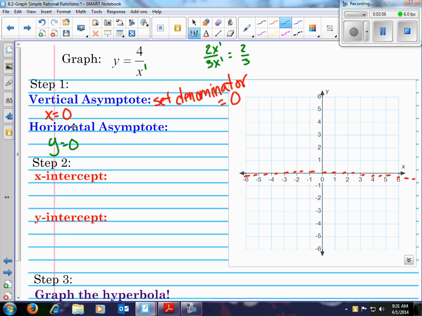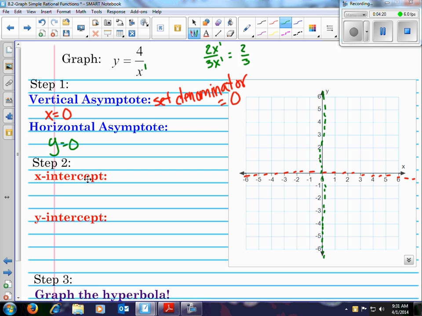Now, when you're doing vertical asymptote and horizontal asymptote, you have to have it as an equation. It has to be x equals something and y equals something. It cannot just be 0 and 0. That doesn't make any sense. So, my horizontal asymptote in this situation is going to be y equals 0. So it's going to be down like that.